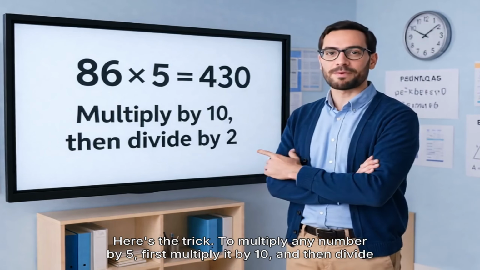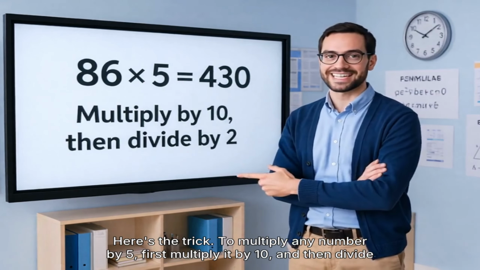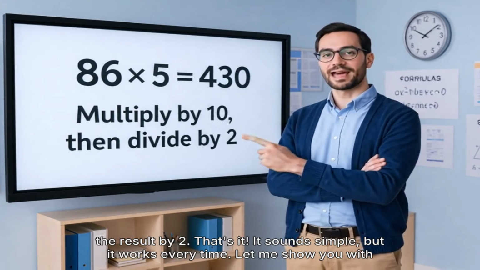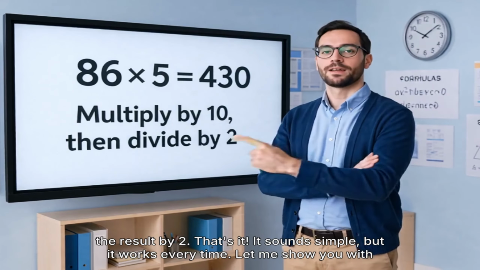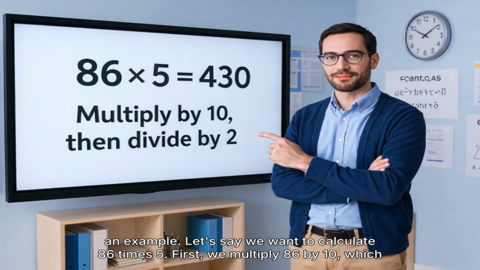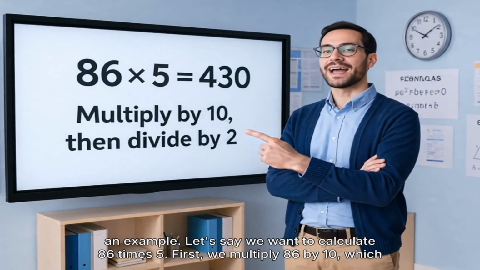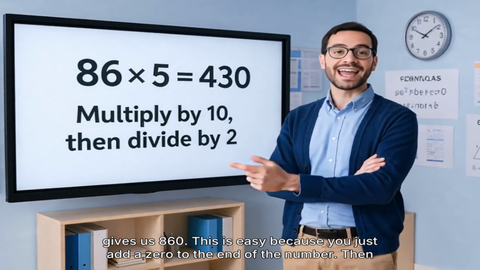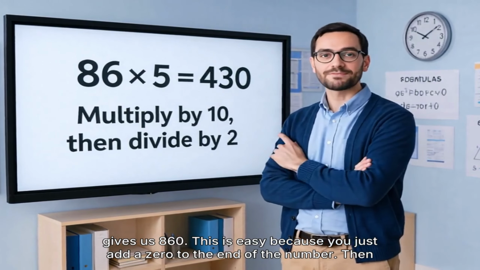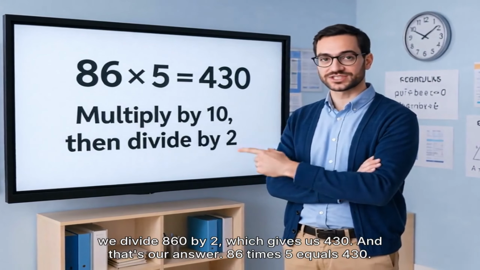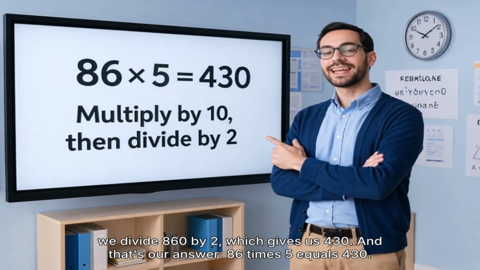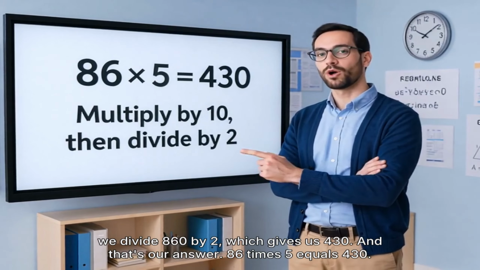To multiply any number by 5, first multiply it by 10, and then divide the result by 2. That's it. It sounds simple, but it works every time. Let me show you with an example. Let's say we want to calculate 86 times 5. First, we multiply 86 by 10, which gives us 860. This is easy because you just add a 0 to the end of the number. Then we divide 860 by 2, which gives us 430. And that's our answer. 86 times 5 equals 430.